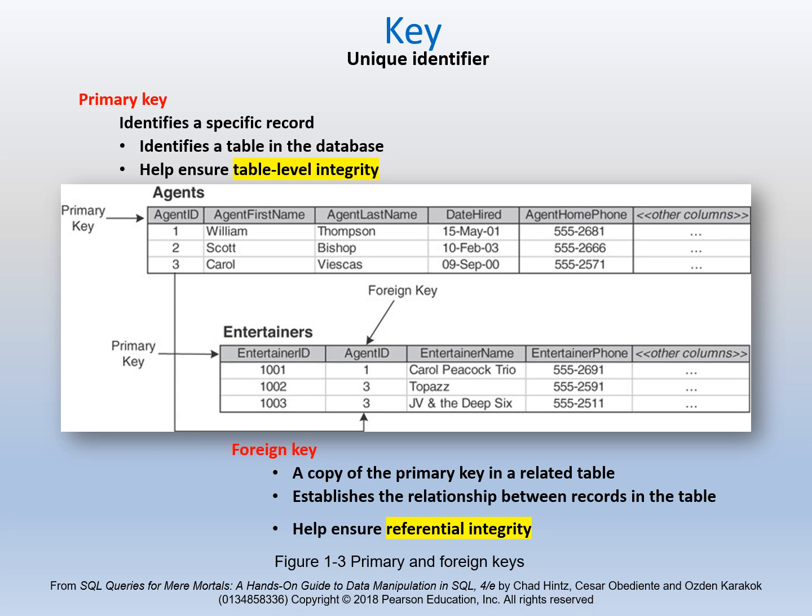What do we mean by that? We mean that this number 1 in the entertainers table links back to number 1 in the agents table, and that the 1 is only used for William Thompson.